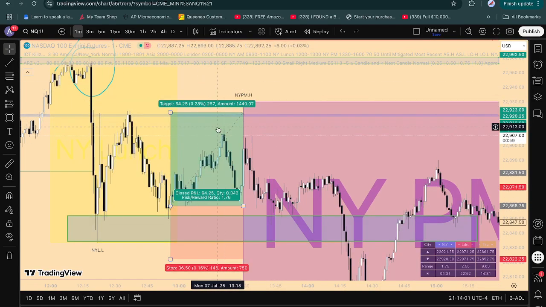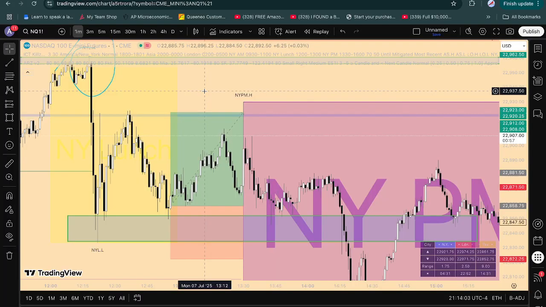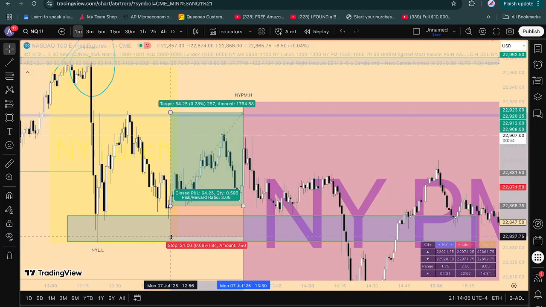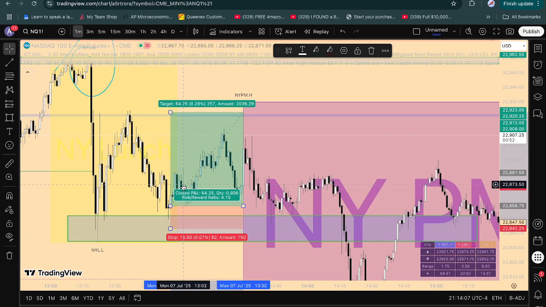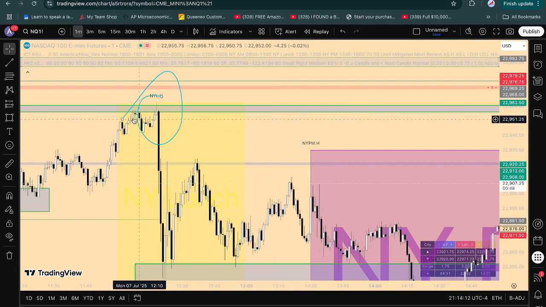Is it ever gonna hit? No, it's never gonna hit. Why? Because it's complete bullshit. We're not bottom taking this. This is not a huge reversal zone. This is not what we're looking for. We are looking for a massive reversal like this.